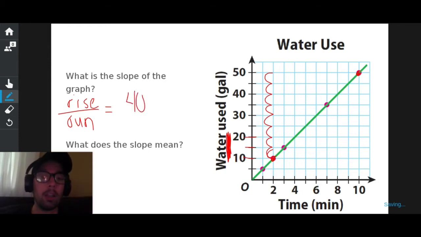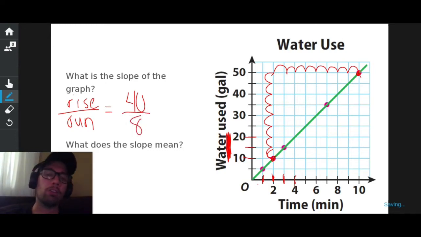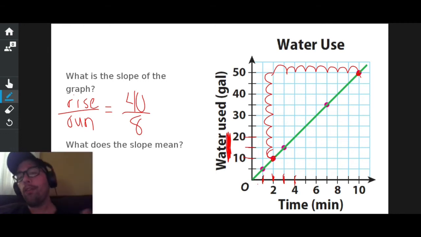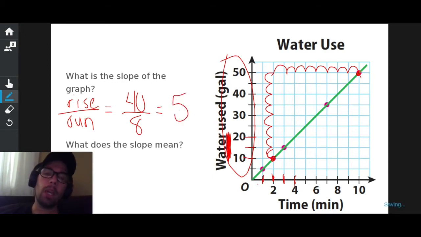My run is actually still the regular numbers because every little dot here is 1, 2, 3, 4. So I can run 1, 2, 3, 4, 5, 6, 7, 8. So my slope looks like it should be 1 over 1 or 8 over 8, but it's actually 40 over 8 because this side is all screwy. And last time I checked, according to my calculator, 40 divided by 8 is 5.